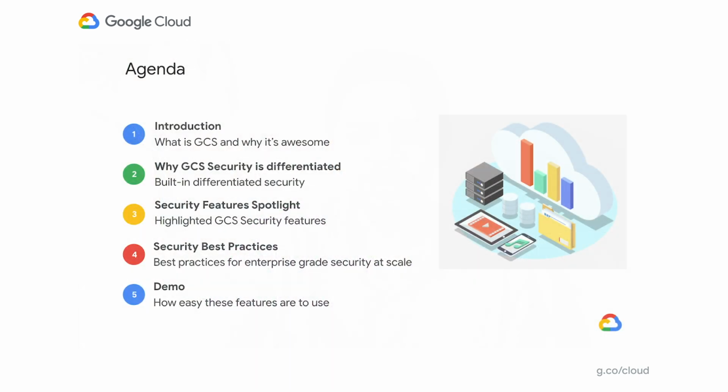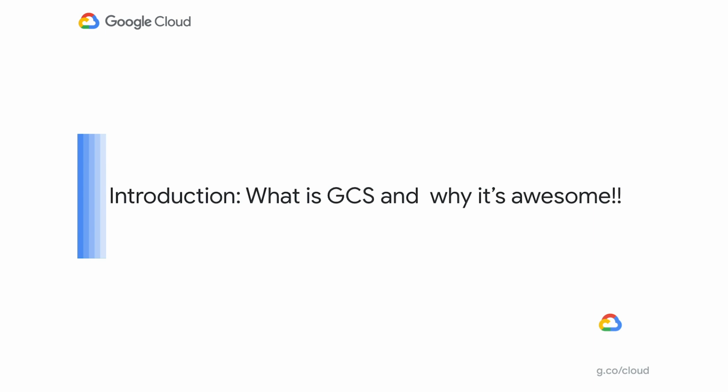So, agenda first, we are going to look at GCS as a product and its various capabilities. Then, we are going to go through some highly differentiated security fundamentals that GCS has to offer, and then Chester is going to take you through some highlighted security features and some security best practices to secure your data at scale. And then we are going to end with a demo, which will put together these various security capabilities and best practices. So, introduction: what is GCS and why is it awesome?